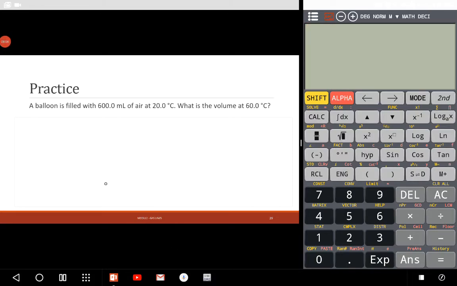Here's a practice problem for you. Go ahead and pause the video and try to work out this problem on your own, and then unpause the video when you're ready to continue.